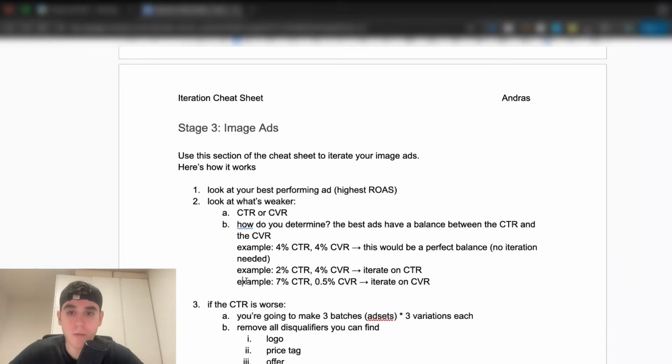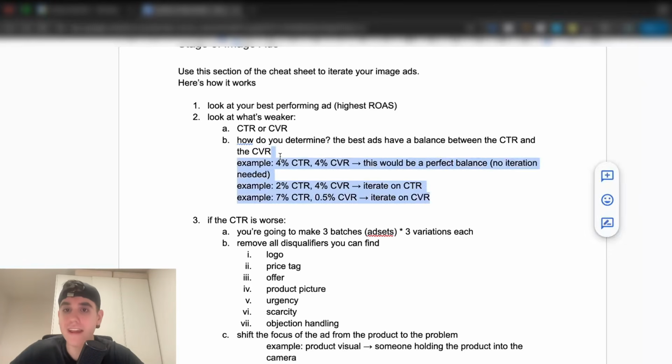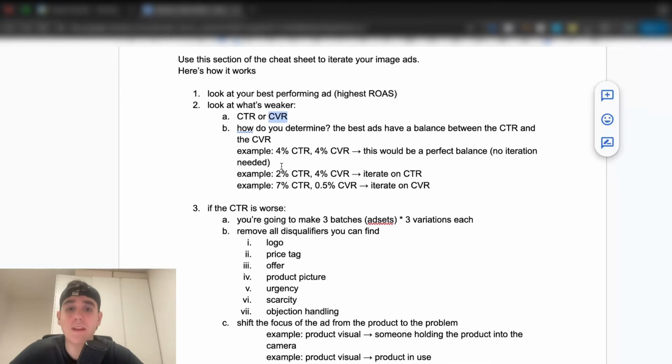Same other example, very common thing, right? When people just get out of the hook test, 7% CTR, but 0.5% conversion rate. Here in this case, we have to iterate on the conversion rate because this is the lot weaker metric, okay? So now you know if it is your CTR or your conversion rate that's weaker, right? And even if it's just a 3.9 and 4.1 or whatever, even if it's just a minor difference, you can still squeeze more out of that concept, okay?